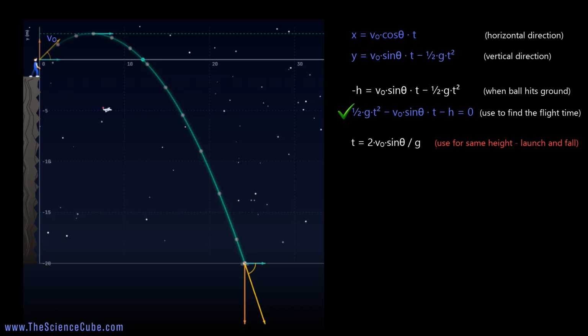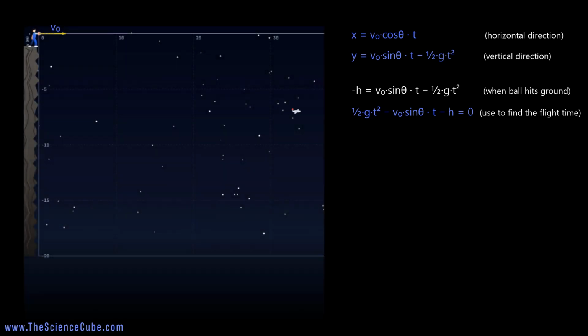Now, let's do a special case, the horizontal launch. You're back on the cliff, same 20 meters, but this time you don't throw the ball at an angle, you throw it straight horizontally so the launch angle is 0. What does that do to our equations? Let's substitute theta equals 0 and see.